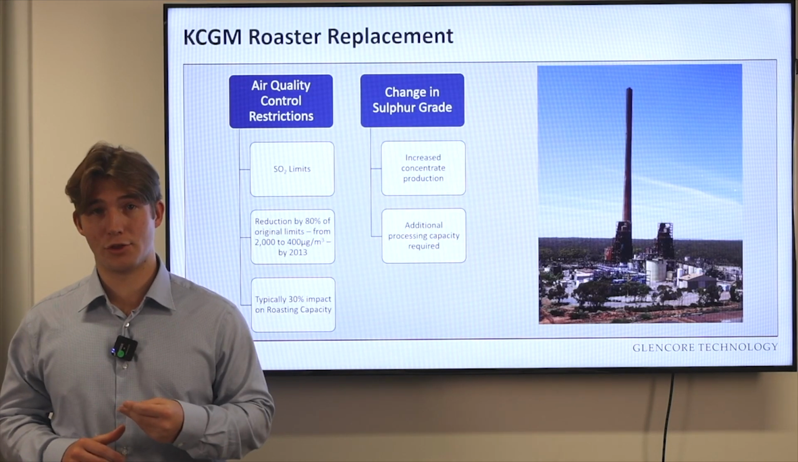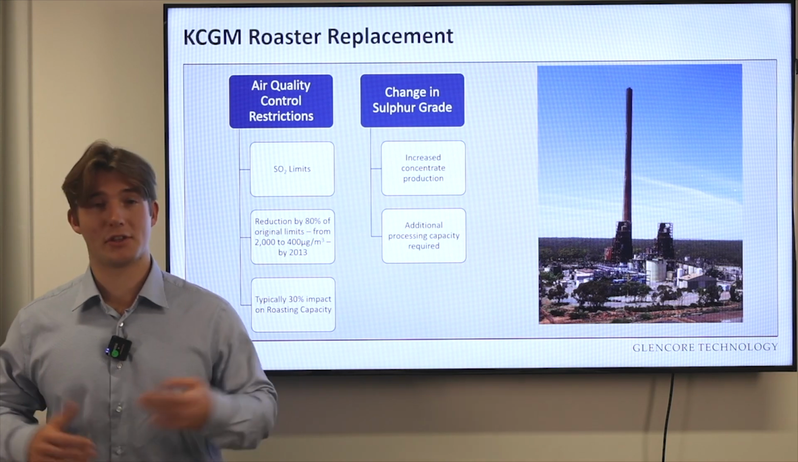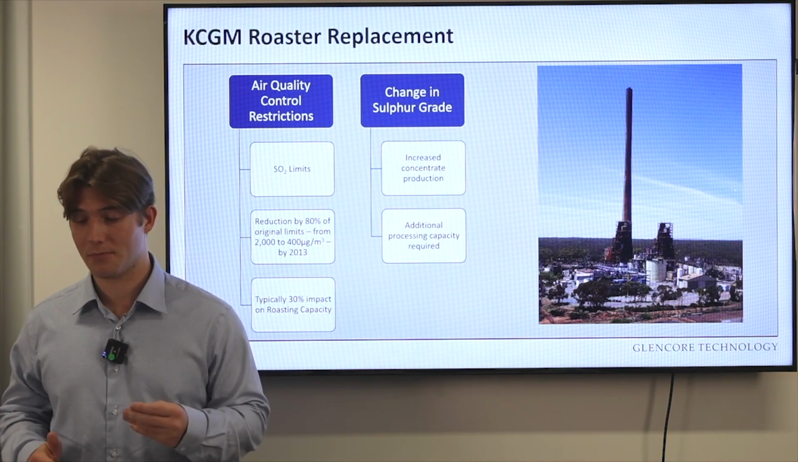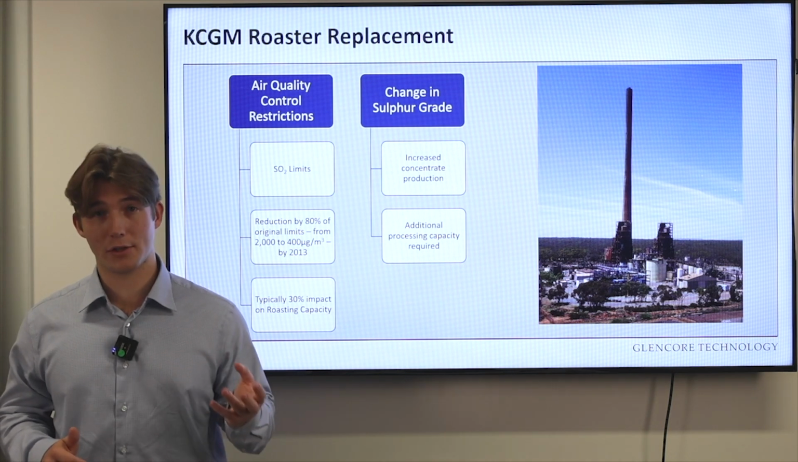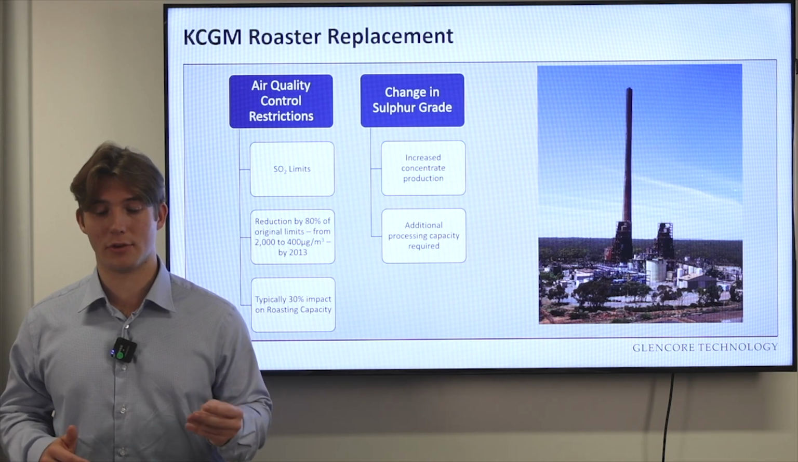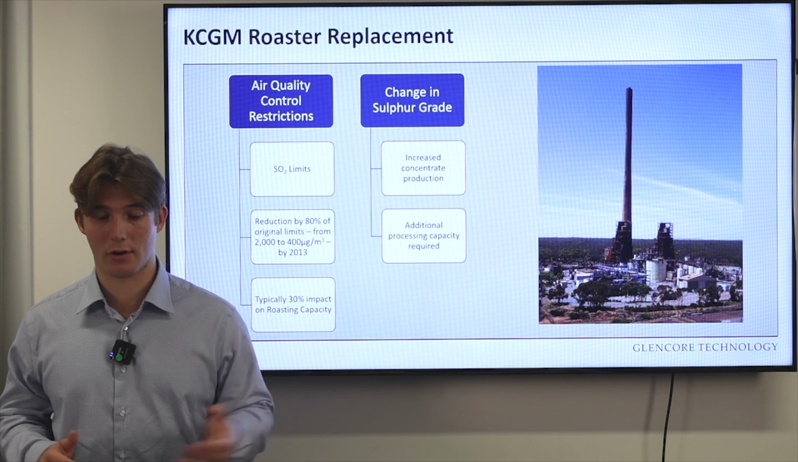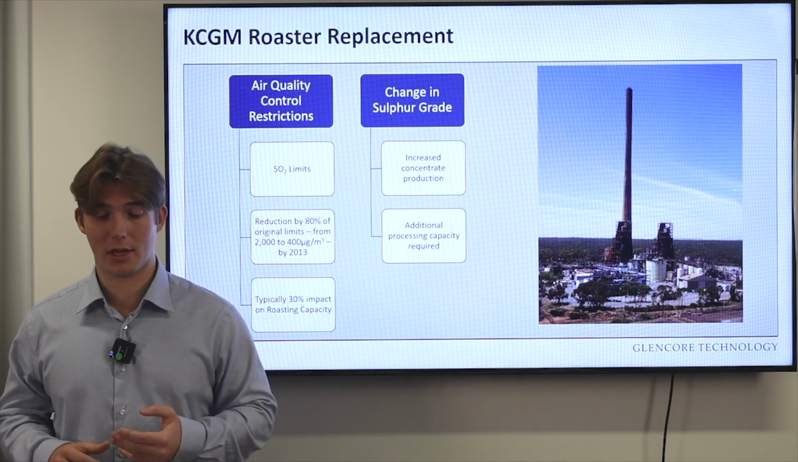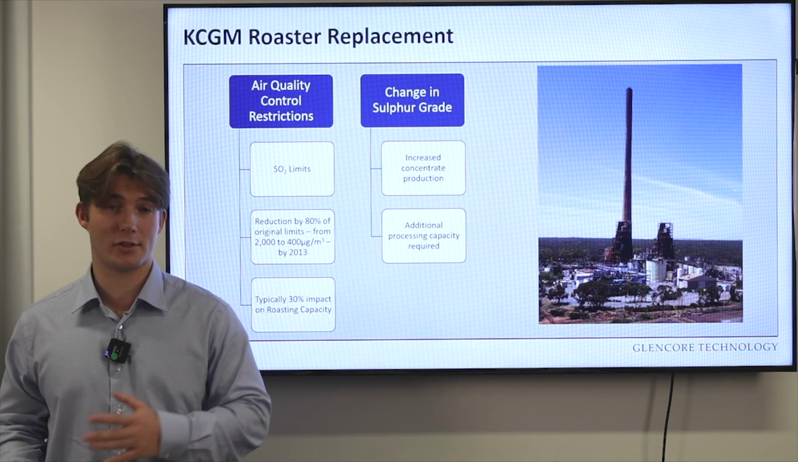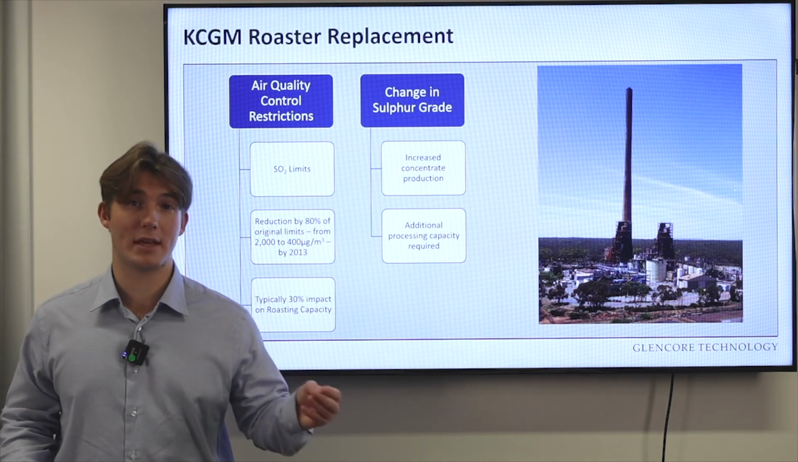I would now like to introduce the KCGM roaster replacement project, which is an example of a stage 2 implementation in a gold circuit using an IsaMill. In this scenario, the imposed SO2 limits were reduced by 80% down to 400 micrograms per cubic metre from the original limits of 2,000 micrograms per cubic metre in 2013. This had an impact on their roasting capacity, and it meant that the site had to drop the capacity in their roasters by 30% to meet this target.